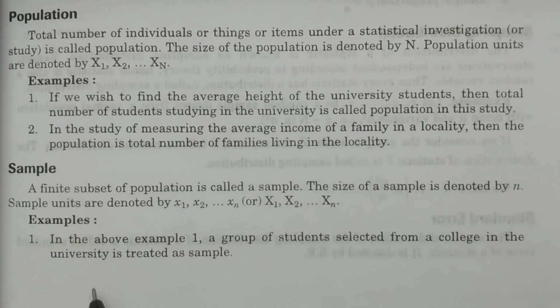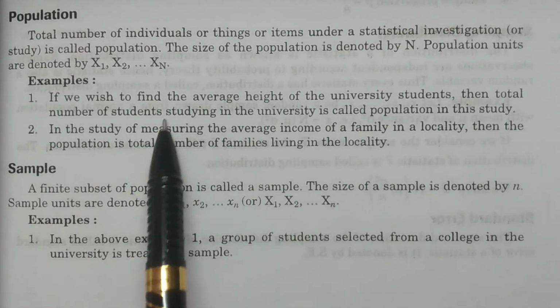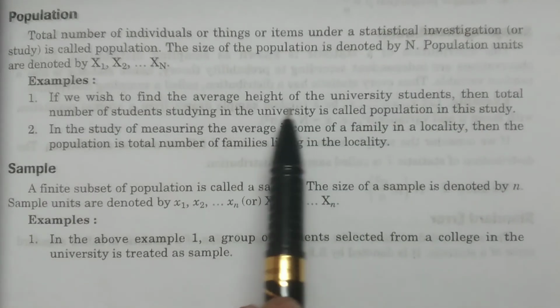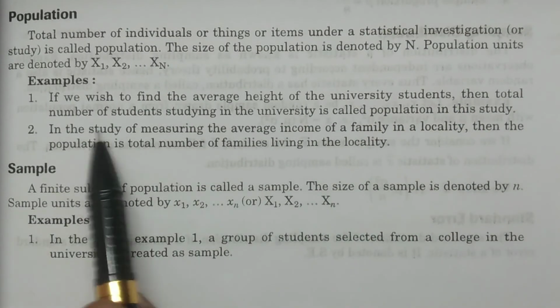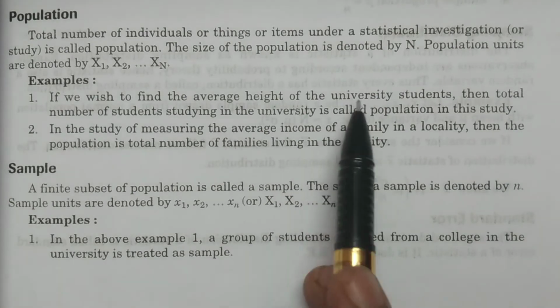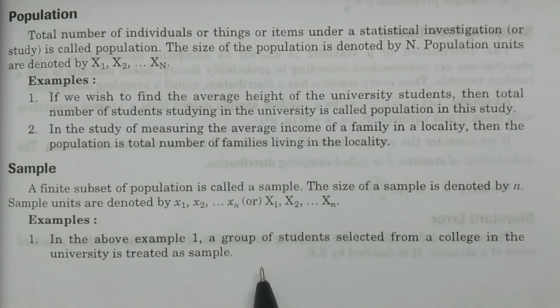Similarly, in the first example, if you consider the average heights of university students, then the total number of students studying in the university is the population. But in this particular example, students selected from a college in the university are treated as a sample. That is, some number of students are selected from the university, which is nothing but a sample. It represents a sample. That is one example.